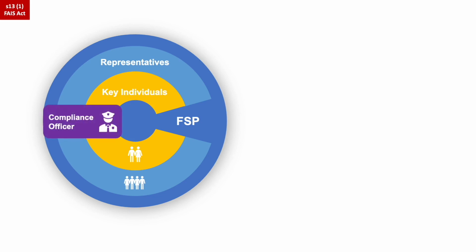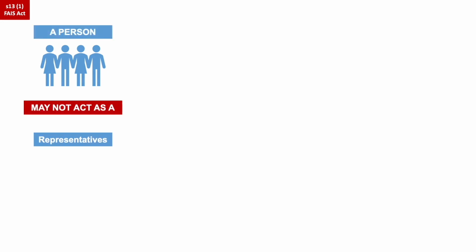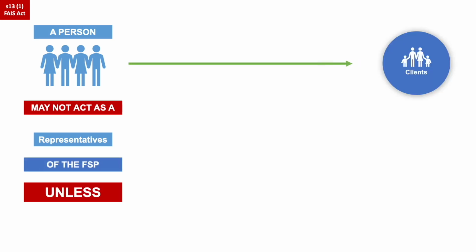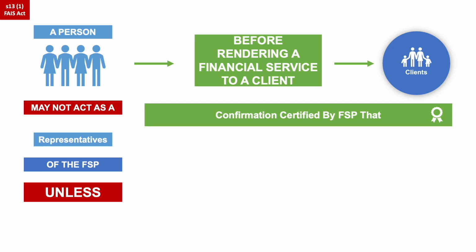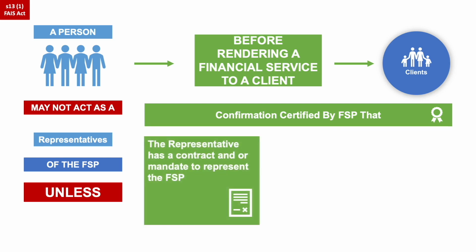We then have the compliance officer, who is effectively there to watch over and monitor compliance of the FSP with the FAIS Act. Let's now specifically look at and focus on the representative. A person may not act as a representative of the FSP unless, before rendering financial services to a client, the representative should have confirmation certified by the FSP that the representative has a signed contract and/or mandate to represent and act on behalf of the FSP.